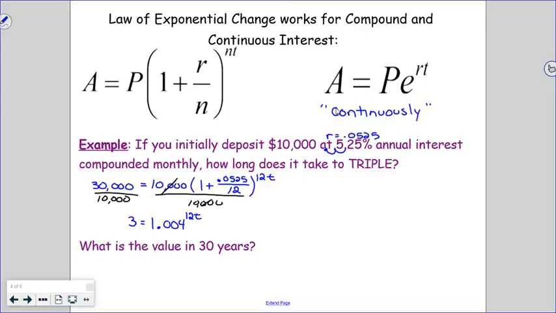Okay, and then again, we're solving an exponential equation right now, right? So exponential and logarithmic are inverses of each other. So I've got my exponent solved for. I flip to logarithmic now, so it'd be log base 1.004 of 3 equals the exponent, right?